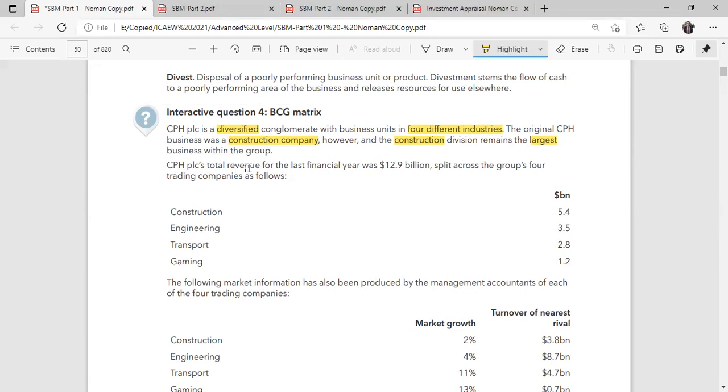CPH PLC's total revenue for the last financial year was $12.9 billion, such a huge revenue, split across the group's four trading companies as follows. Construction sector $5.4 billion, the largest sector of CPH PLC. Engineering $3.5 billion, transport $2.8 billion, gaming $1.2 billion. Four businesses and four different sectors for revenues. The following market information has also been produced by the management accountants of each of the four trading companies.